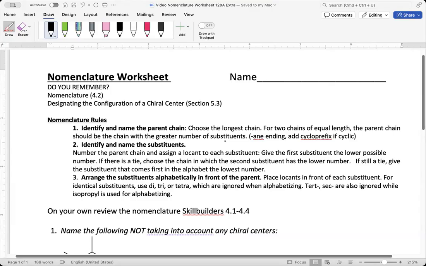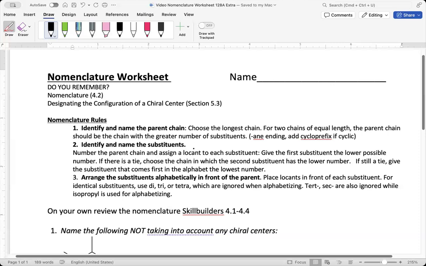Remember, the prefixes are meth for 1 carbon, eth for 2, prop for 3, but for 4, pent for 5, hex for 6, hept for 7, oct for 8, non for 9, and dec for 10. Then we'll add the ending to that, ane, which tells us that we're dealing with alkanes. And lastly, if it's in a cycle, we will add the prefix cyclo. So cyclohexane, for instance. The second thing we'll do is identify and name the substituents.